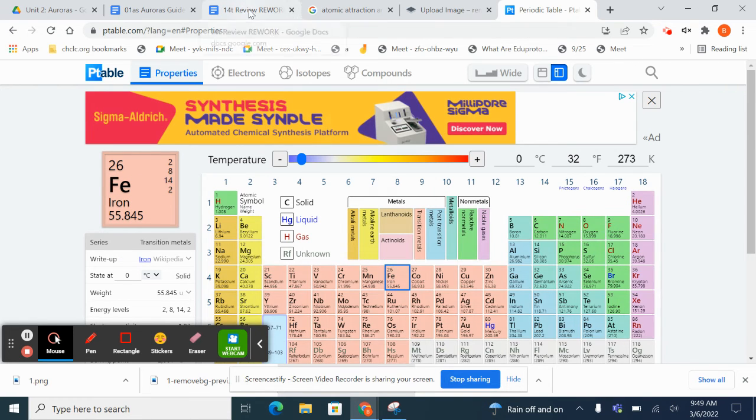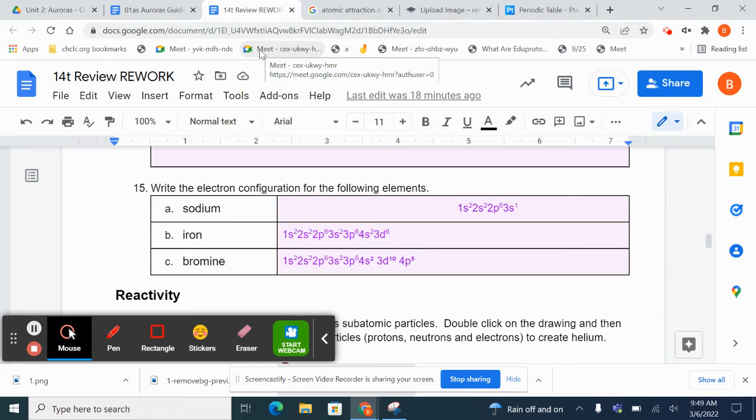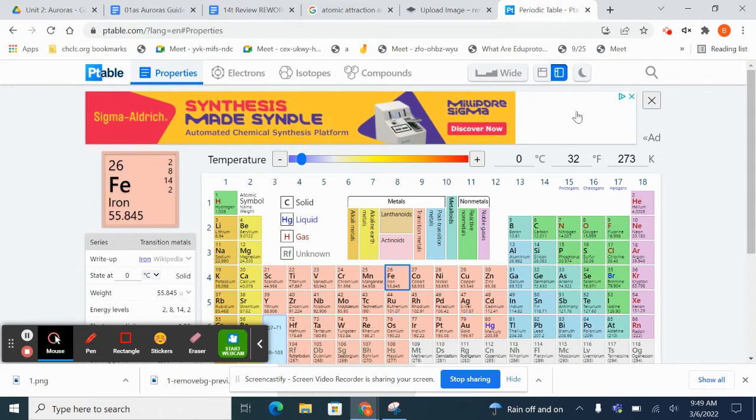All right, that's iron. So then, of course, I have that all written down here: 1s2, 2s2, 2p6, 3s2, 3p6, 4s2, 3d6. All right, our last one, bromine, which is our biggest element out of these three.